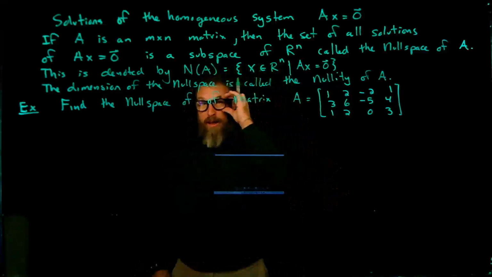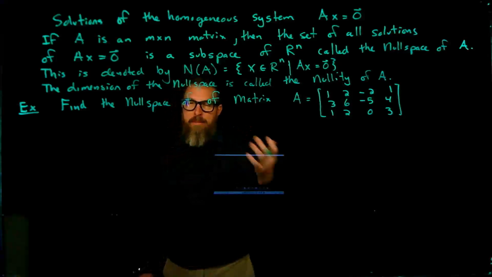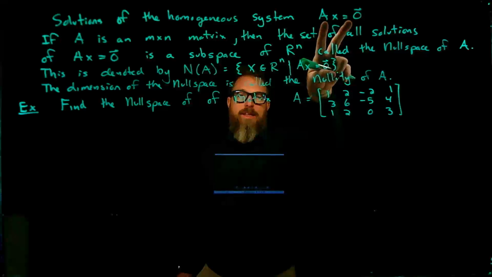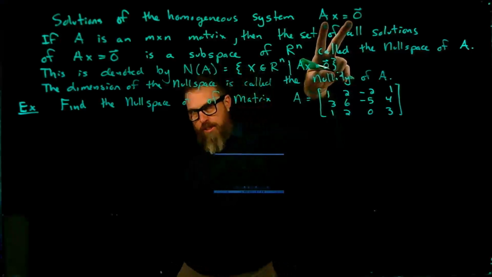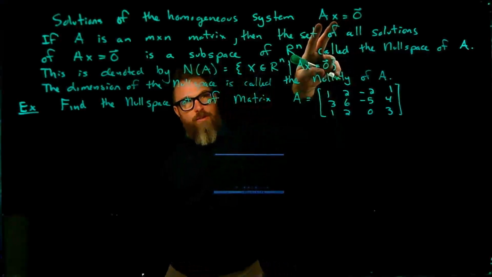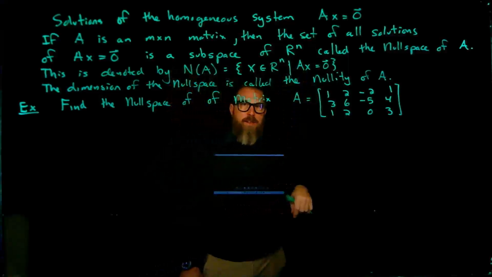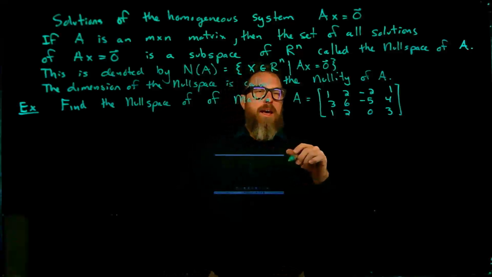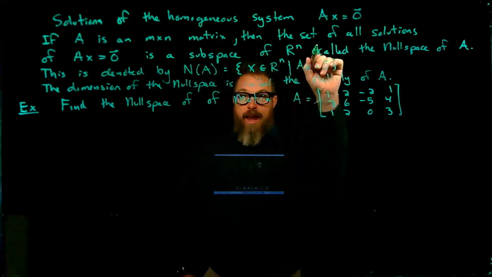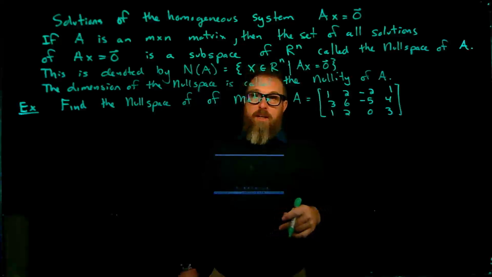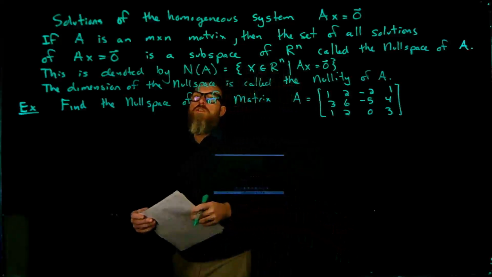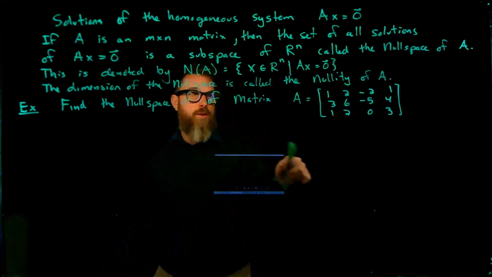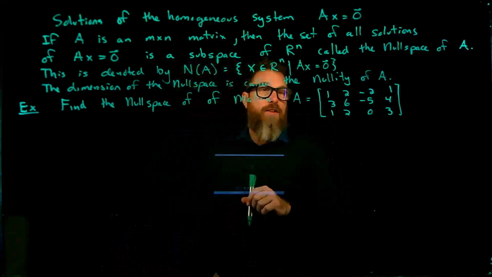So in layman's terms, what we can talk about is this essentially being like the x-intercepts of the function A times x. That's the most layman's terms of this. So that set of solutions X is a subspace of Rn. So let's take the matrix A and find the null space of it.